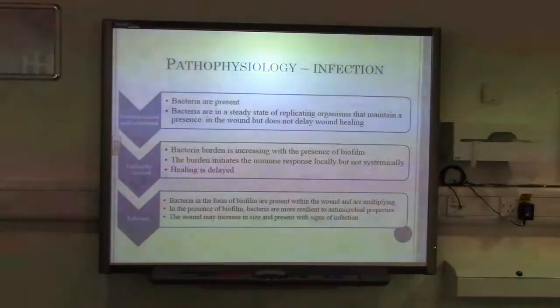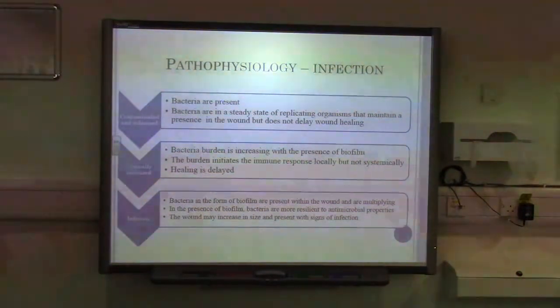When a wound is infected, so when it's come from that critically colonised to an infected state, the bacteria is in the form of biofilm. So this is present on the wound surface, and they're multiplying at a rate that our body cannot get rid of this infection. So within the biofilm state, bacteria are more resilient to a lot of antimicrobial properties, and a lot of topical things that we use within our clinical environment will not work on these biofilms.